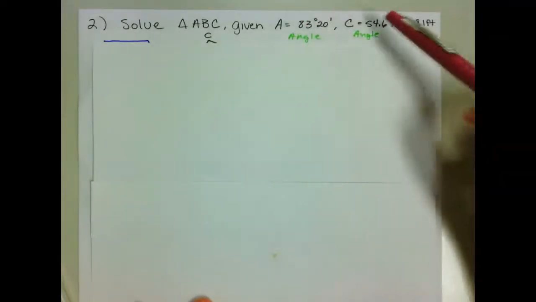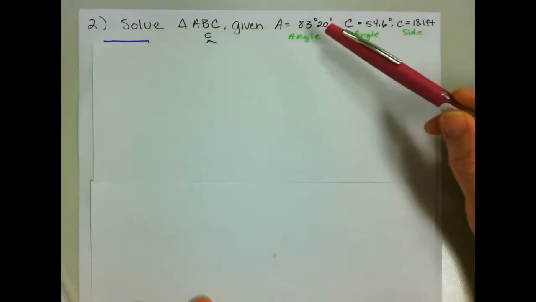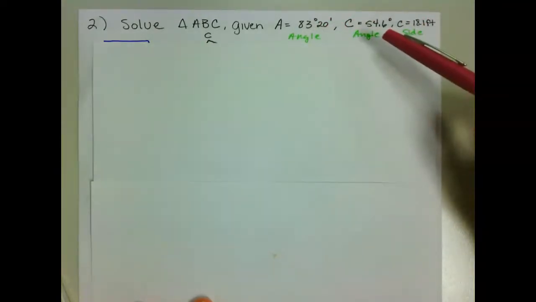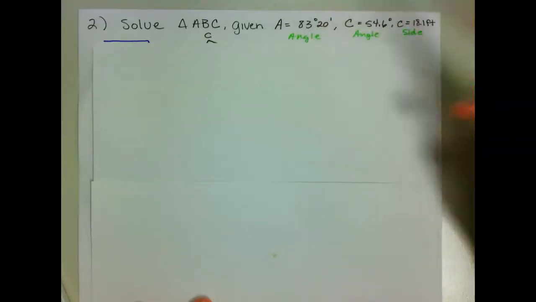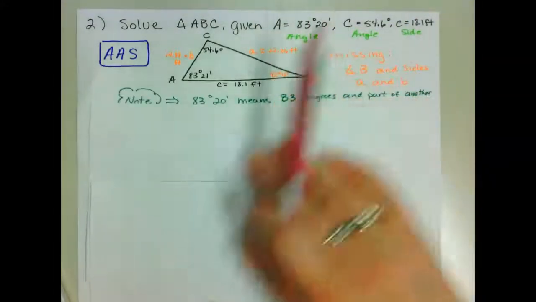Notice this is written differently than this, so our final answers will all need to be back in degrees and minutes. This one is in pure degrees. And if you wanted to take that 0.6 and turn it into minutes, then we'll show you how to do that.